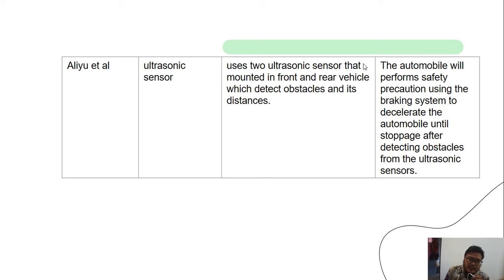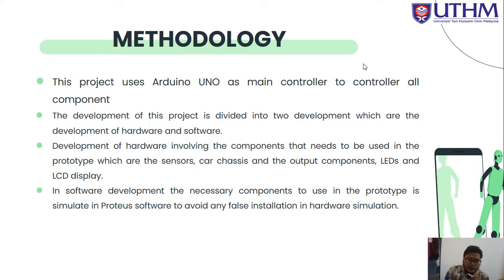Aliu et al. used ultrasonic sensors mounted at the front and rear of the vehicle, which detect obstacles and their distance. The automobile will perform a safe position using the braking system to decelerate the automobile until stoppage after detecting an obstacle from the ultrasonic sensor. For the method, this project uses Arduino Uno as the controller to control all the components.